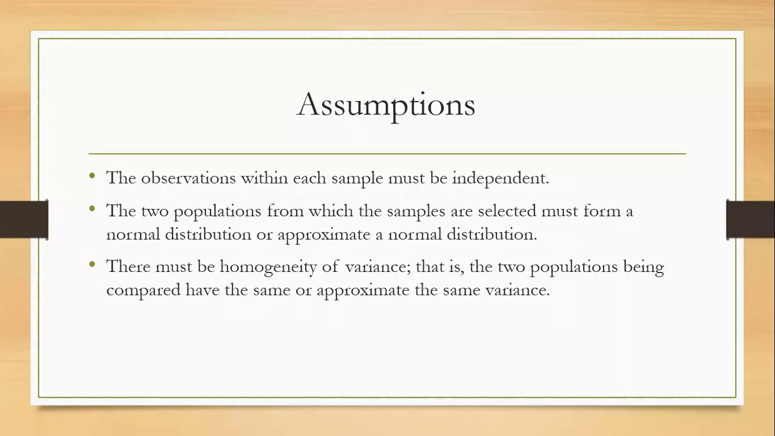The scores are independent. The second assumption is that the two populations from which the samples are selected must form a normal distribution or approximate a normal distribution. The third assumption is that there must be homogeneity of variance. That is to say, the two populations being compared should have the same or approximate the same variance.